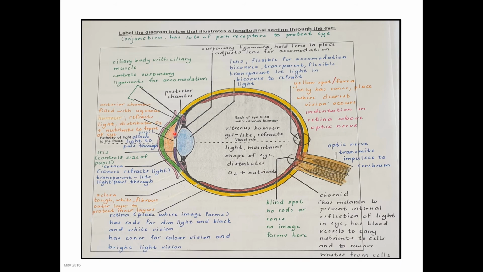This is the iris. It's the colored part of the eye, and the iris controls the size of the pupil. This is your ciliary body and your ciliary muscle, which holds the suspensory ligaments in place, and which in turn hold the lens in place. And these three structures, the ciliary muscle, the suspensory ligaments, and the lens, all play a role in accommodation. The lens is flexible for accommodation, transparent to let light pass through, and biconvex to refract light.